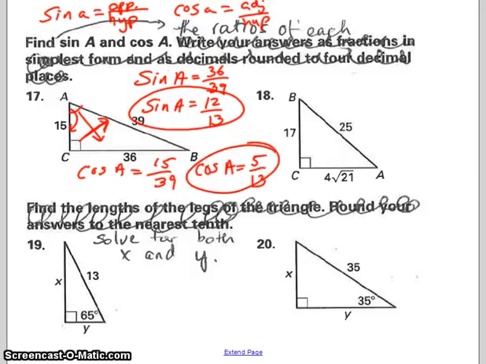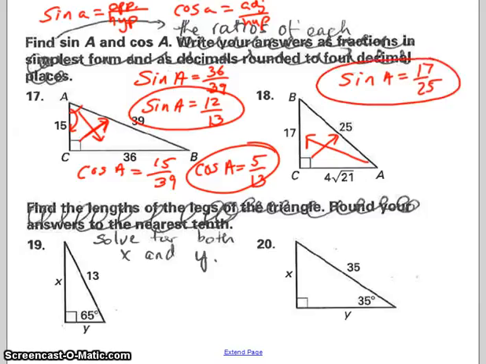Number 18. Sine A is opposite over hypotenuse, 17 over 25. Can't reduce it, so leave it as it is. And then cosine A, adjacent over hypotenuse, 4 rad 21 over 25. Can't reduce it, leave it as it is.